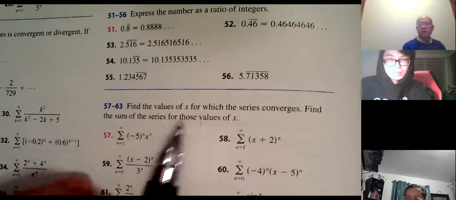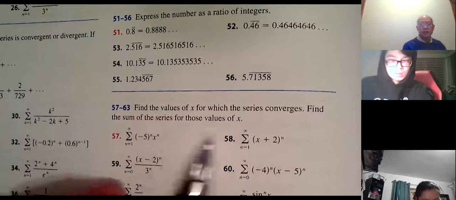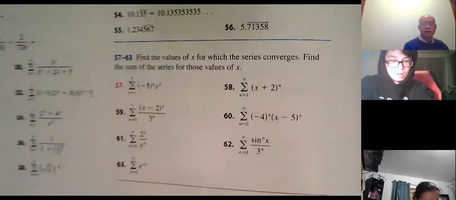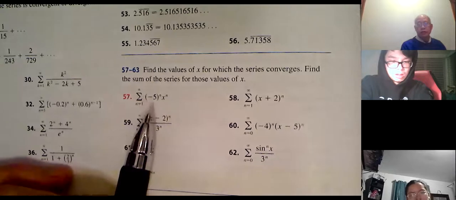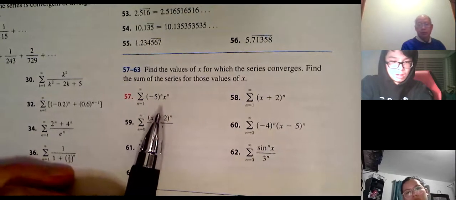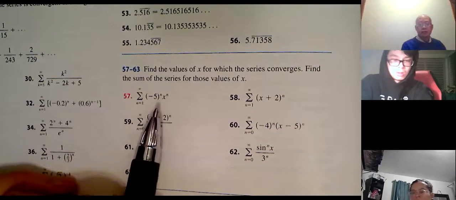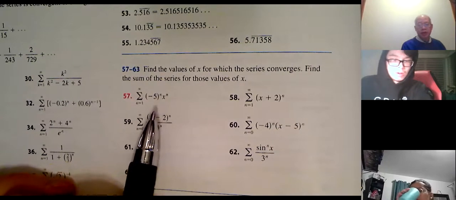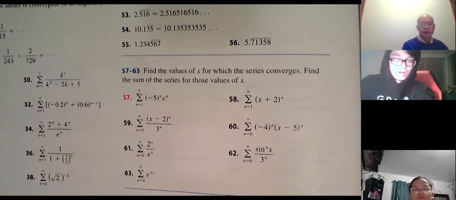And then some problems at the end. Find the values of x for which the series converges. Find the sum of the series for those values of x. Okay, so this time they got some variables in there. And by the way, most of the rest of the series that we're going to do in this chapter are going to have variables, x's. So they're saying sometimes it converges, sometimes it diverges. It depends on what the value of x is. Okay, so how do you do that?